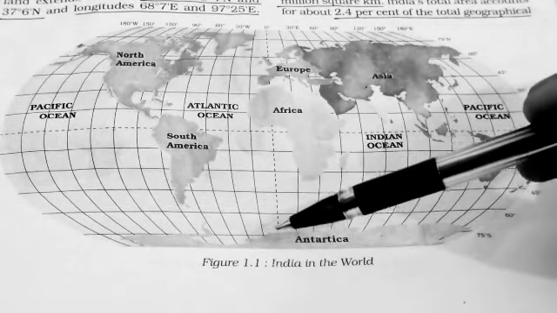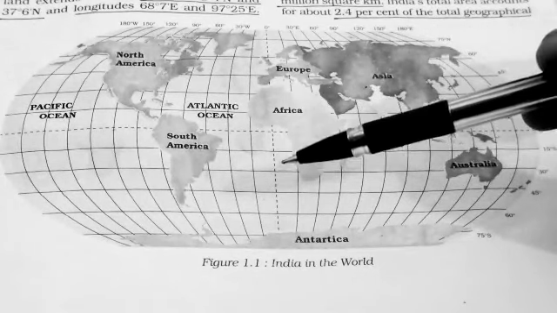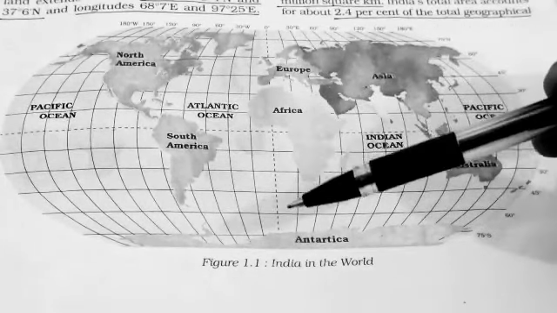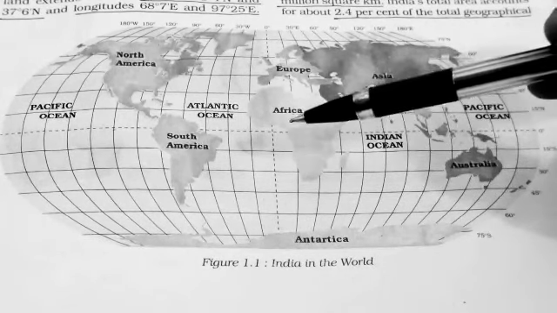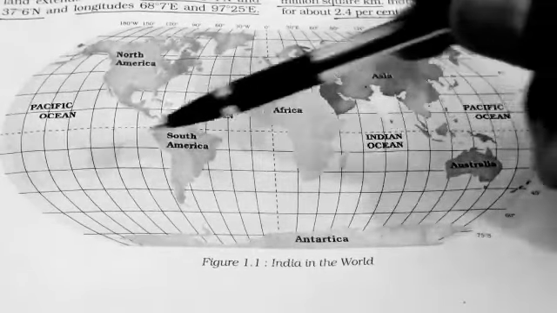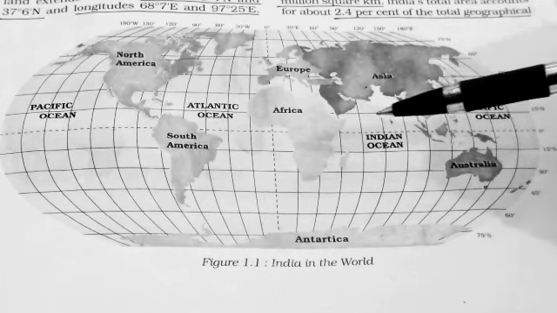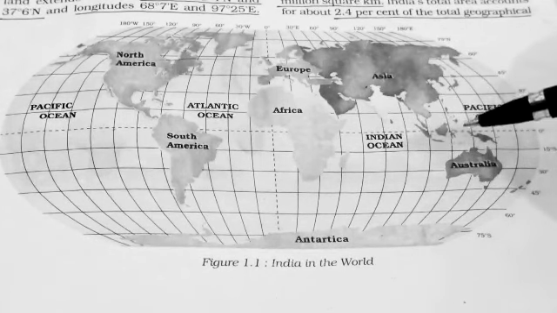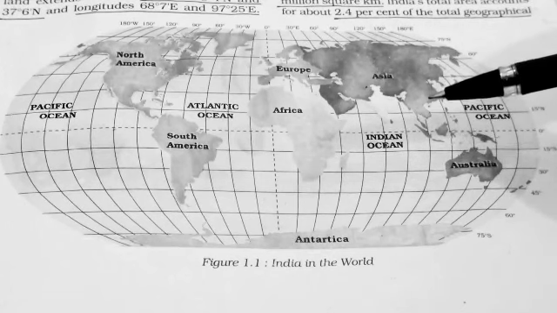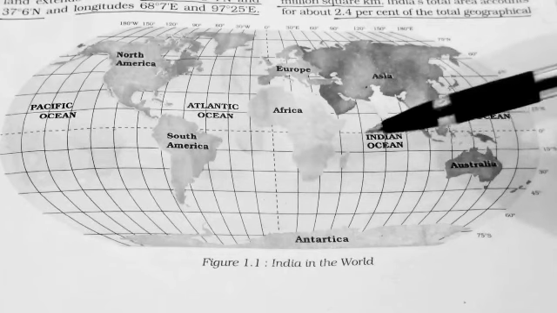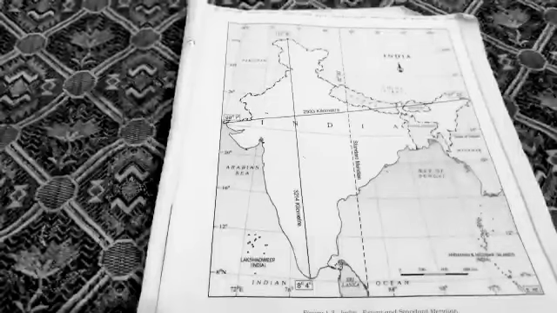If we talk about the prime meridian or 0-degree longitude, that also divides the world into two equal halves, the eastern hemisphere and this one is the western hemisphere. Here we can see that India lies entirely in the eastern hemisphere. So finally we can say that India is located completely in the northern hemisphere and eastern hemisphere.